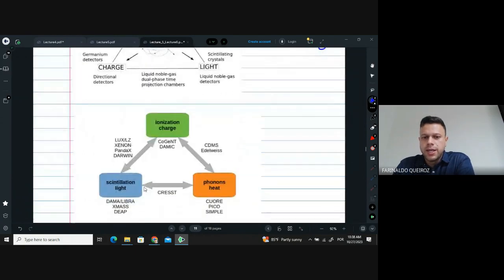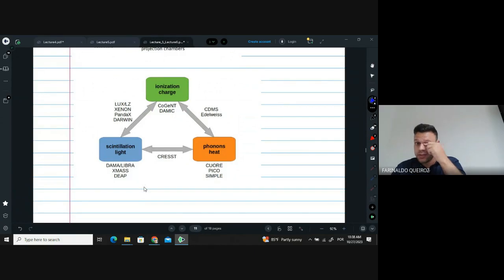Okay, and here it's just saying some of the detectors, what kind of techniques they use. As you're going to see, all of them are based on two techniques, and you're going to understand why all direct detection experiments today use two techniques. That used not to be the case before. Some time ago, some detectors used just one technique, and you're going to learn why this has changed.